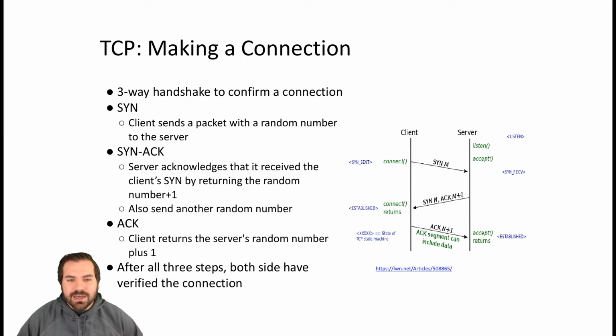TCP is going to give us a reliable way to communicate over an unreliable network, being the internet, using IP. So we can't just use IP alone. We can, but we're going to lose data. We use IP with TCP to have reliable communication. TCP relies on establishing a connection through a three-way handshake.